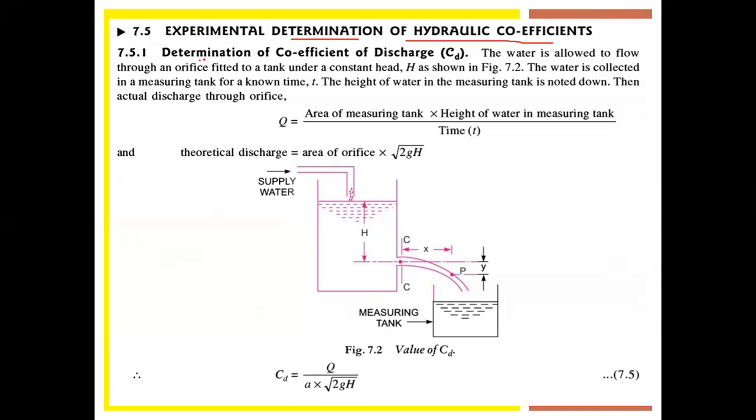See the first one, determination of coefficient of discharge experimentally. Now see here, take a tank. The water is allowed to flow through an orifice fitted to the tank under a constant head h as shown in the figure. Now consider a water tank which is filled with water. In the water tank, an aperture is made, called an orifice. Then the head from the center of the orifice to the water level is h.